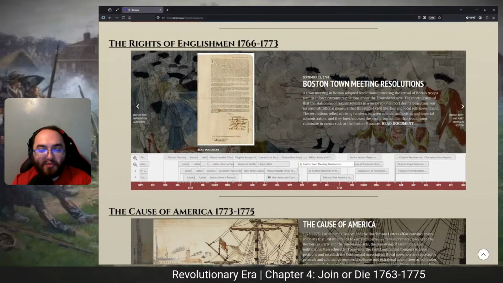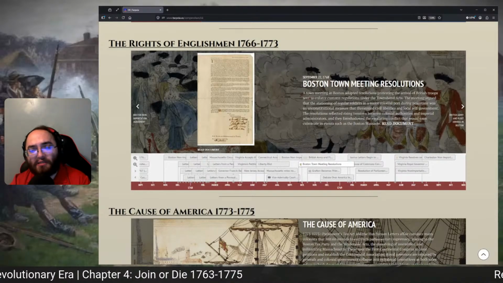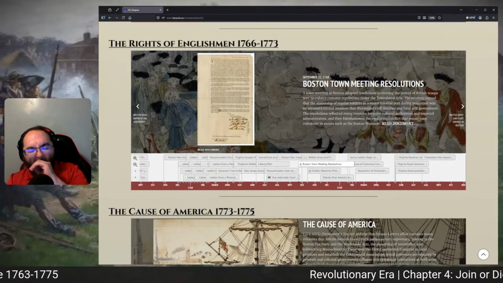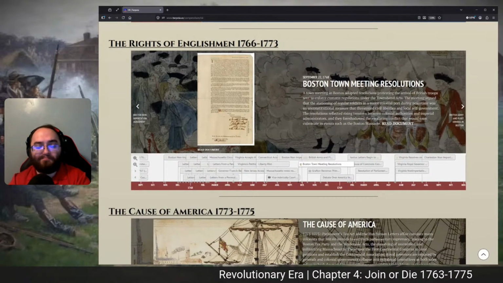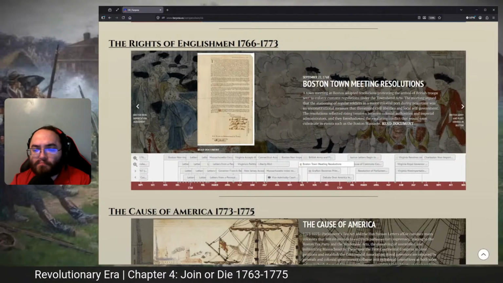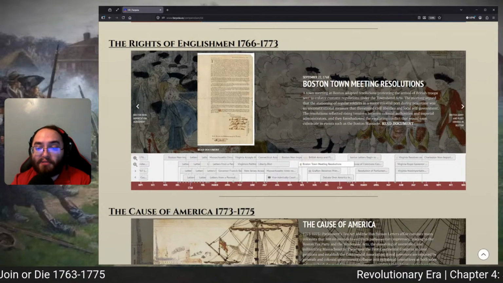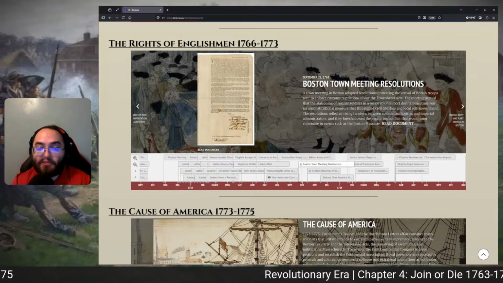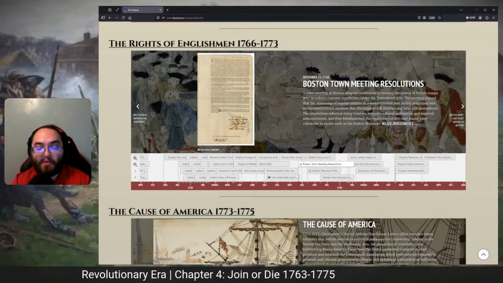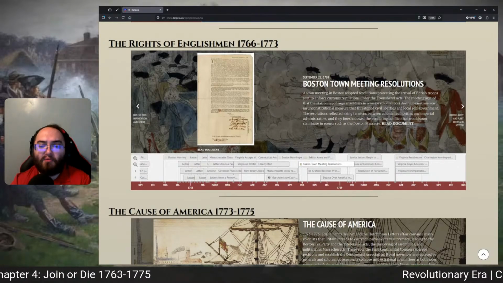And so for this document, a town meeting in Boston adopted resolutions protesting the arrival of British troops sent to enforce customs regulations under the Townshend Acts. The meeting argued that the stationing of regular troops in a major colonial port during peacetime was an unconstitutional measure that threatened civil liberties and local self-government.